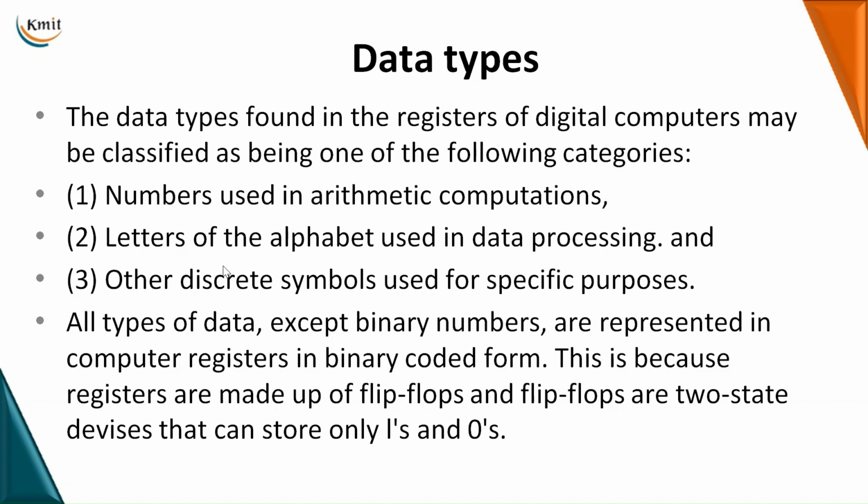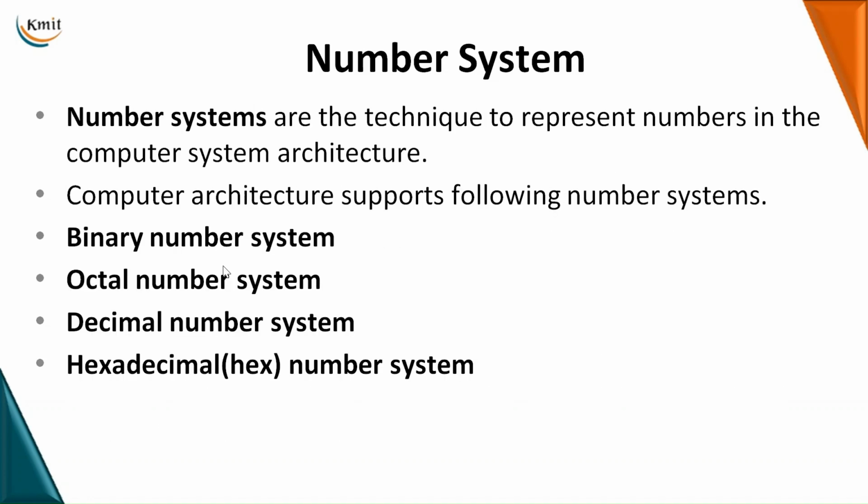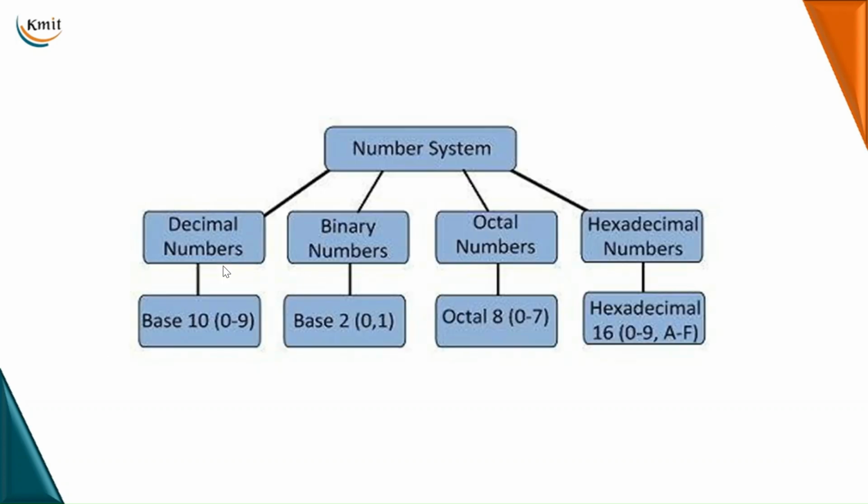So that's the reason you need to store all your information in the form of binaries, which is zeros and ones. For that we come to the number system. The number system is a technique to represent numbers in a computer system architecture. Computer architecture supports different types of number systems such as the binary, octal, hexadecimal, and decimal number systems. This diagram will give you the different types of number systems: decimal, binary, octal and hexadecimal. We will see each one in detail.